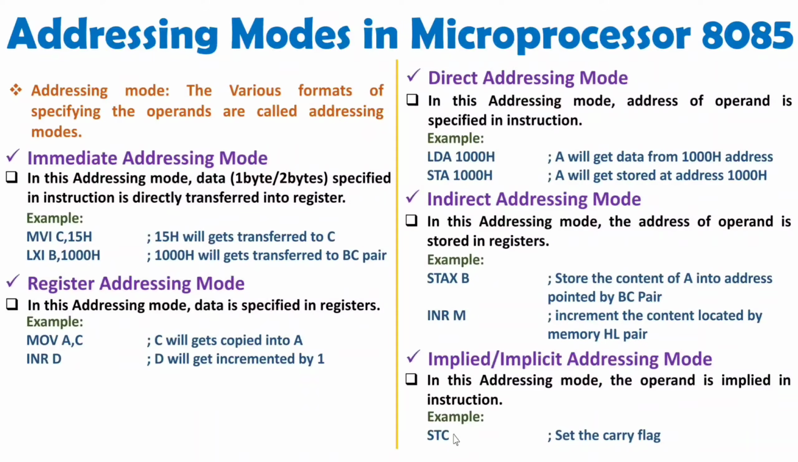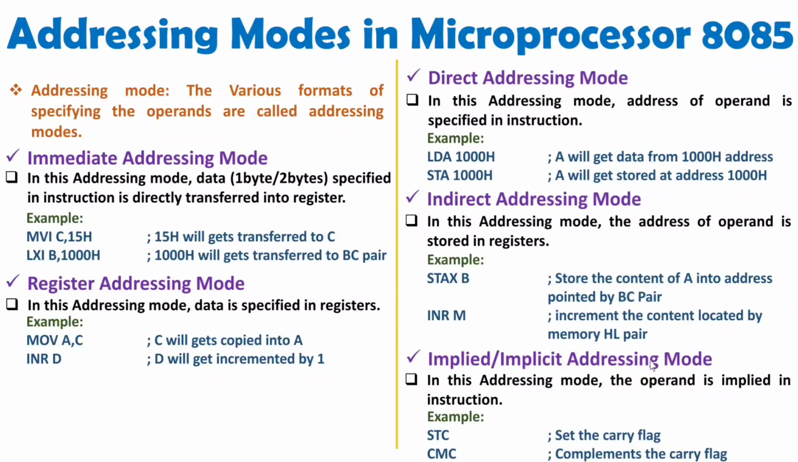Let us have one more example, so that will give you more clarity. CMC means complement carry. So if carry flag is initially 0, after execution of this instruction, carry flag will get set to 1, right. Or if carry flag is 1 initially, after execution of this instruction, it will get set to 0. So that is how implied or implicit addressing mode works.